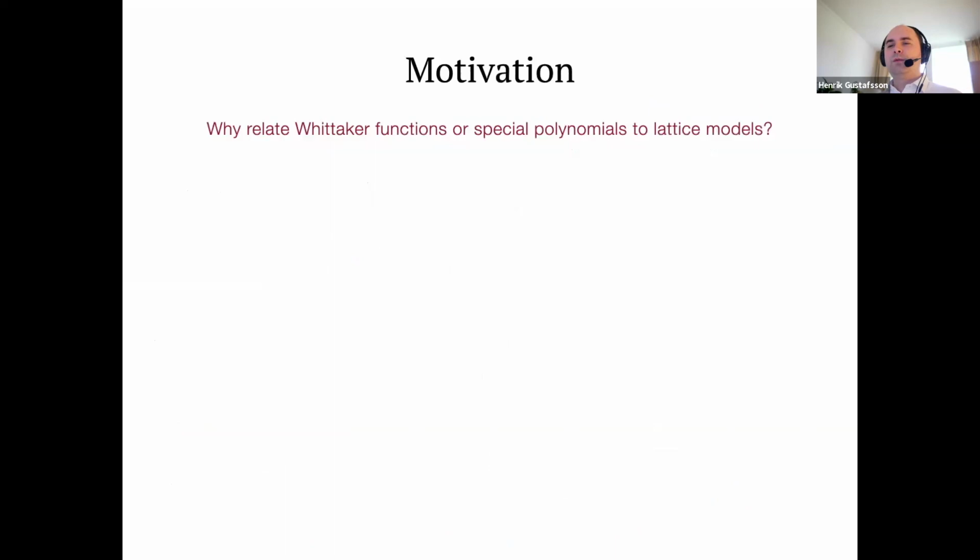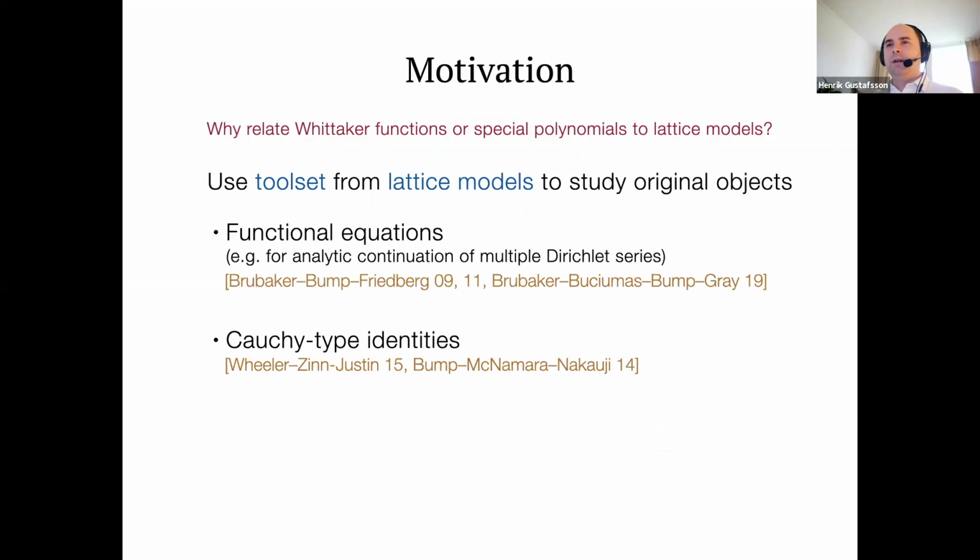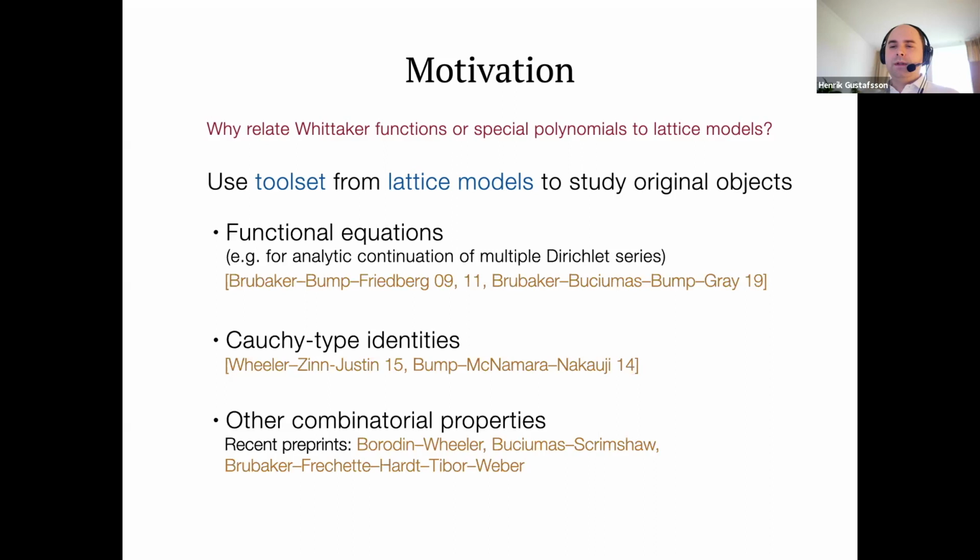So why do we want to relate Whittaker functions or special polynomials to lattice models? Well, with the identification, we get a new set of tools to study both sides. Lattice models are especially useful in proving various functional equations, Cauchy type identities, or other combinatorial properties. So after this motivation, I will now describe another strategy for rewriting Whittaker functions or special polynomials as a partition function of a lattice model, when it's perhaps not feasible to go via a combinatorial description as we did before.